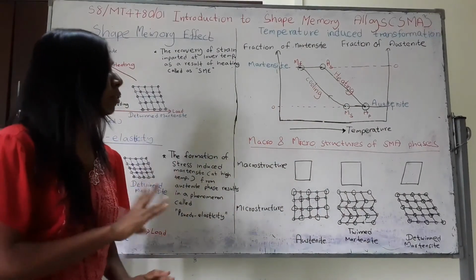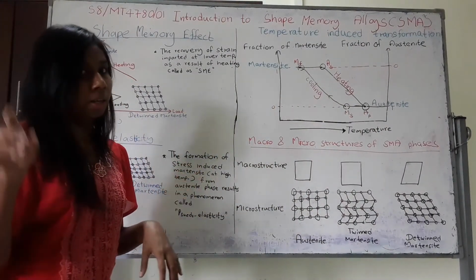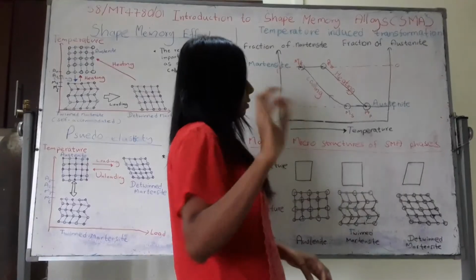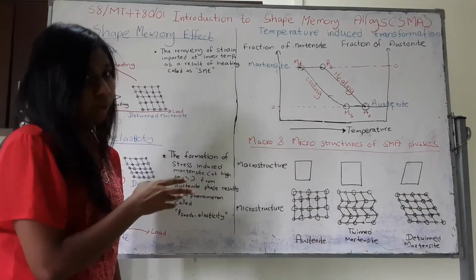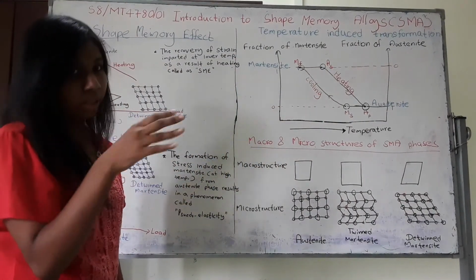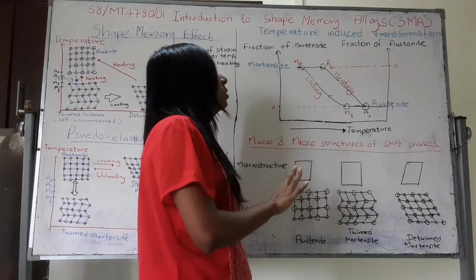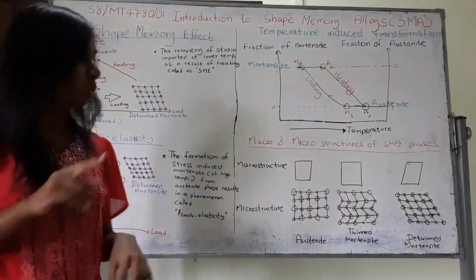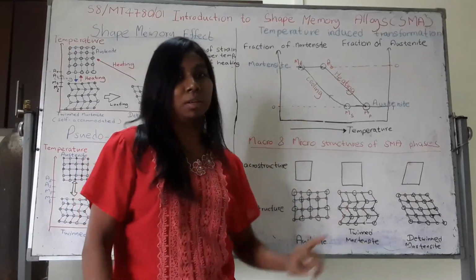So how are you going to point out the austenite finishing temperature? When it comes to that point, after that point there are no shape changes. So I will move into the practical. You should find out the austenite starting temperature and austenite finishing temperature.